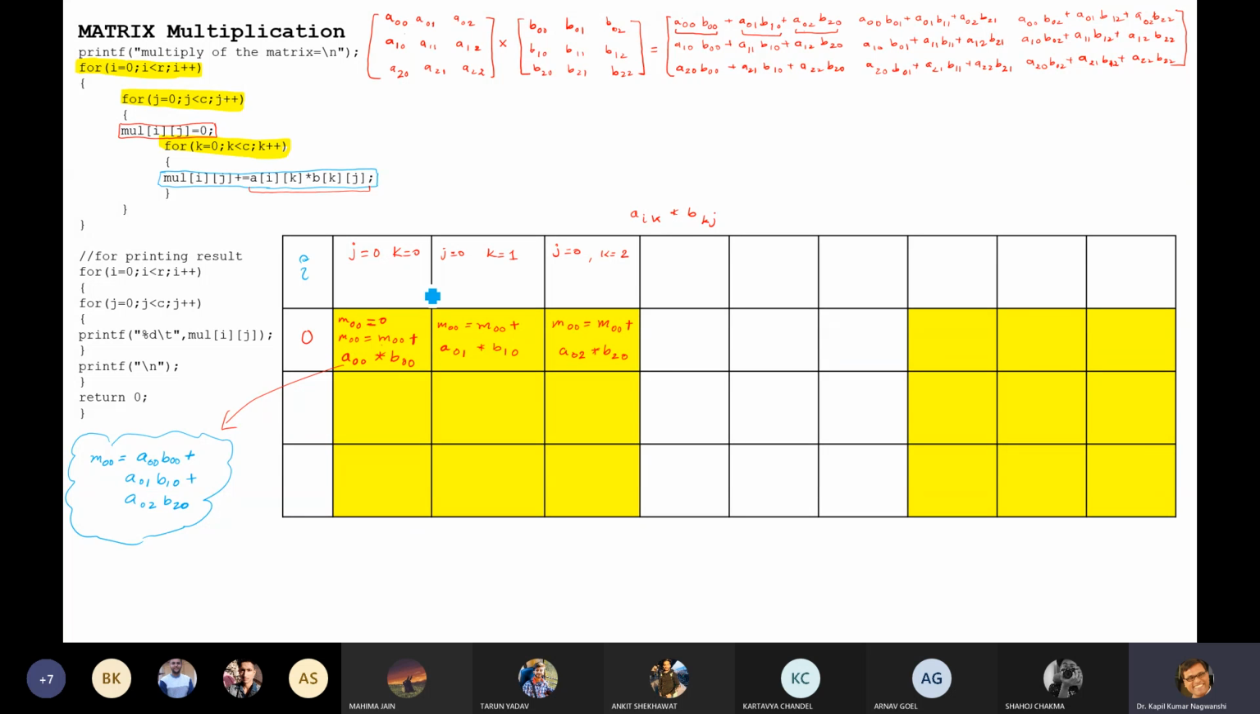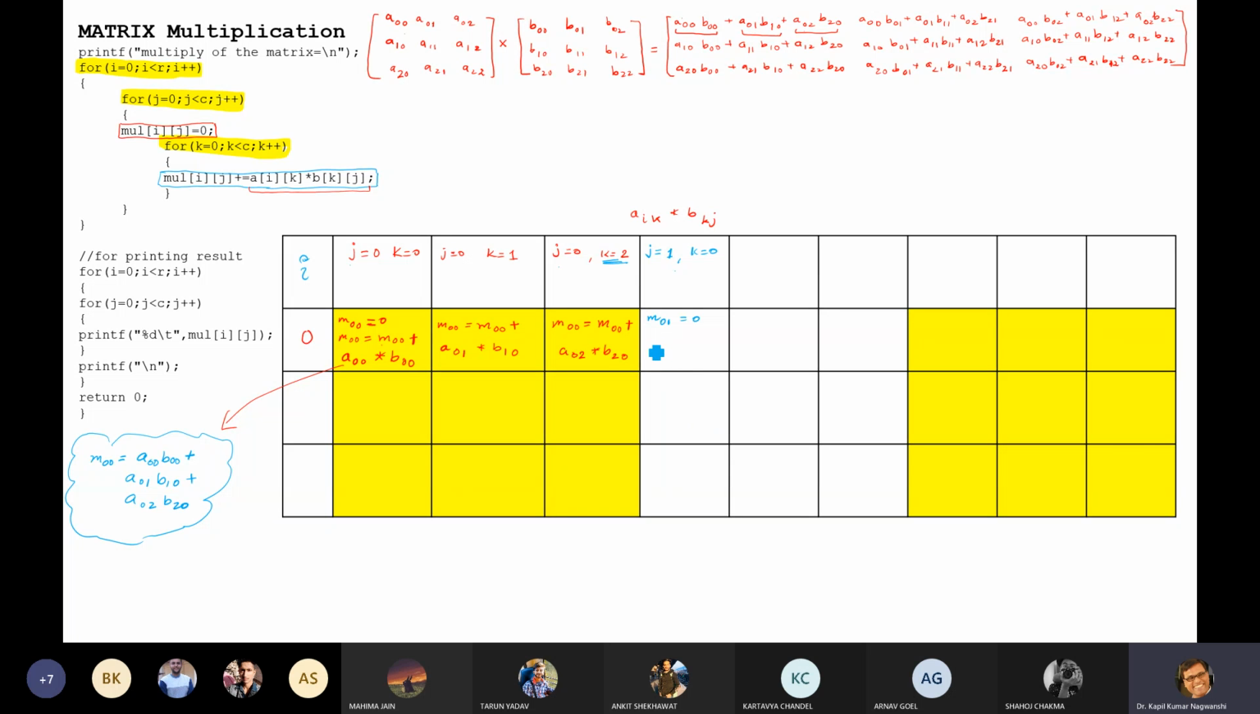Okay, still I is 0. I is 0 and the value of J is incremented because J is completed now. Because K is also completed, due to this completion of K, J will be incremented. J equals 1 will be coming, and K equals 0. Now whenever J is changed, the value of M subscript is also changed. So I is 0 and J is 1. So M01 is equal to 0.